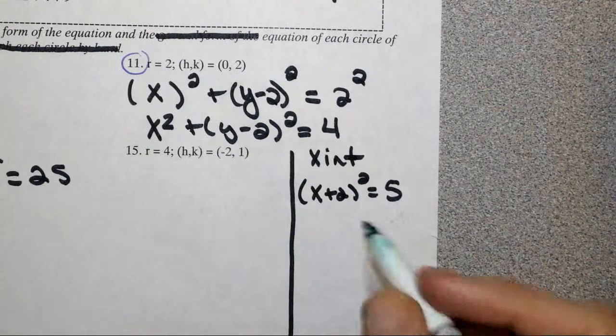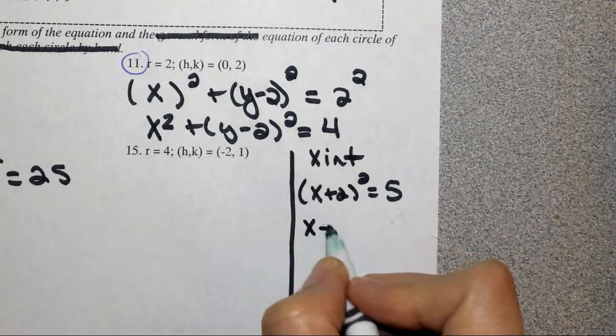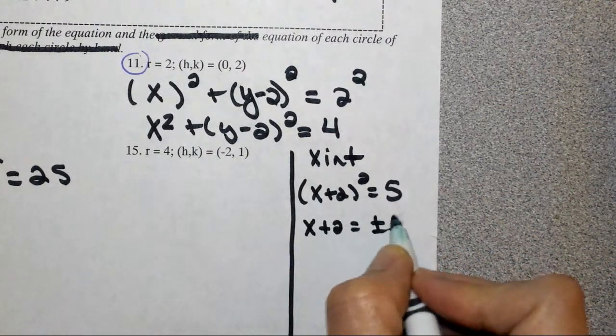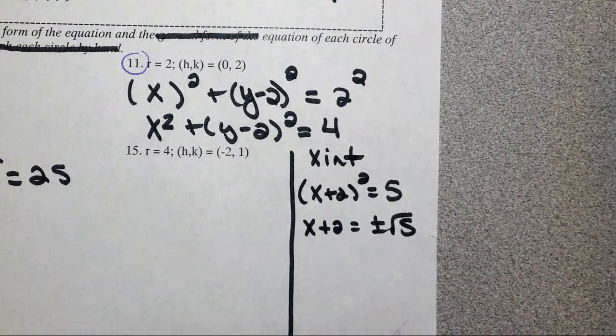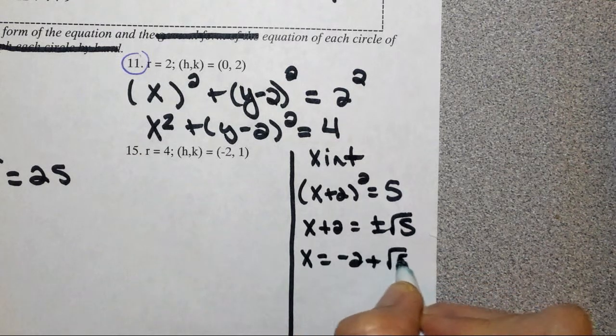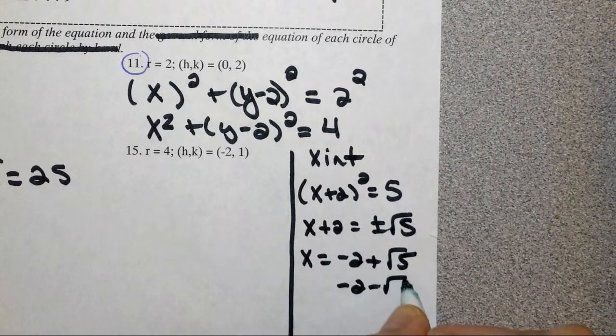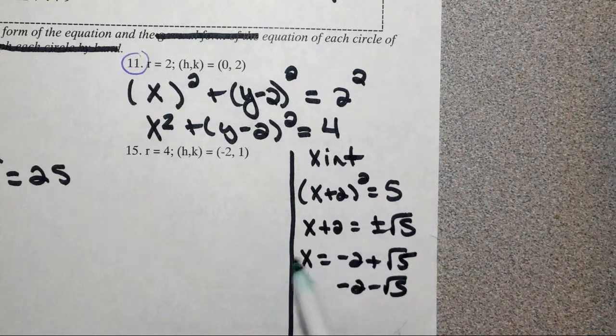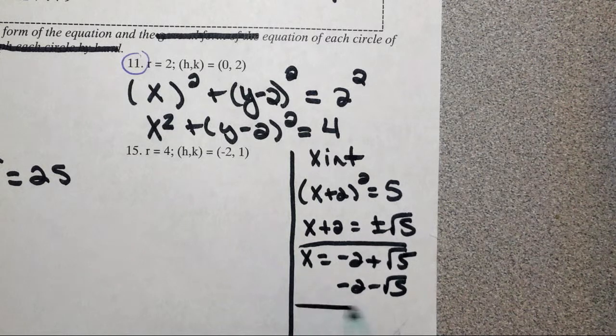What do I have to do to both sides? Square root it. Ooh, at least it's prime. I don't have to worry about simplifying it. How do I make the 2 go to the other side? Minus. So it's negative 2 plus root 5, negative 2 minus root 5. So I have two x-intercepts, negative 2 plus root 5 and negative 2 minus root 5. Those are the two. And those are for number 25.